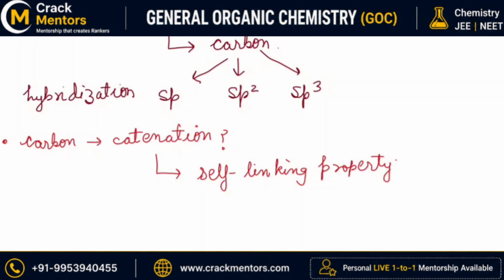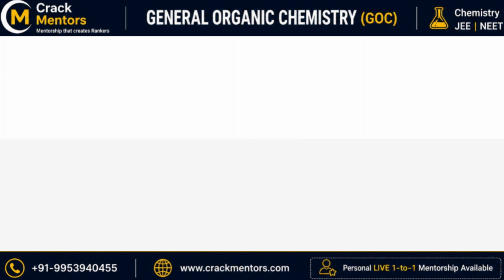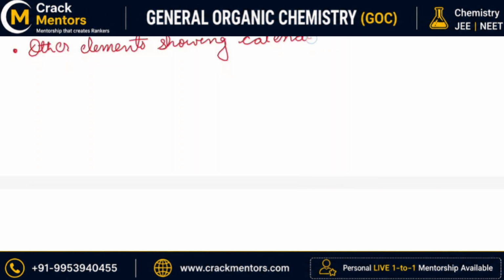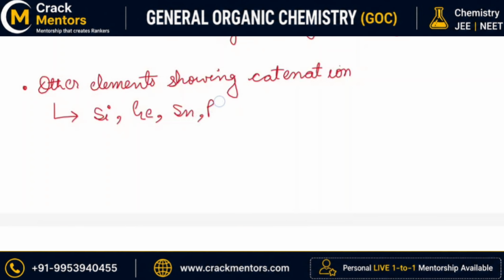What are the reasons that carbon has the catenation property? But before explaining this, I would like to tell you that there are some other elements also which show catenation. Actually, there is a huge difference between other elements showing catenation and carbon, which you will understand. But first of all, let's see the other elements, that is silicon, germanium, tin, lead.